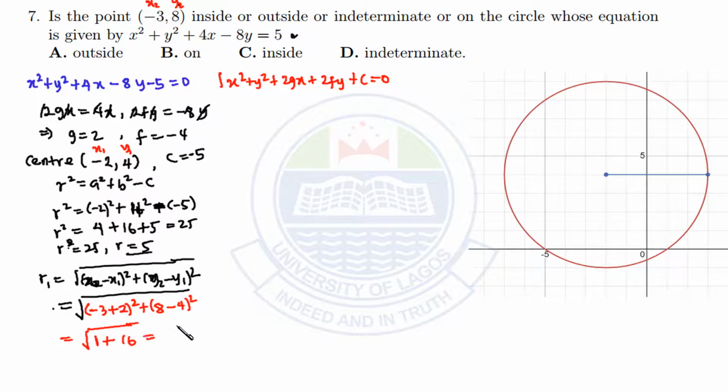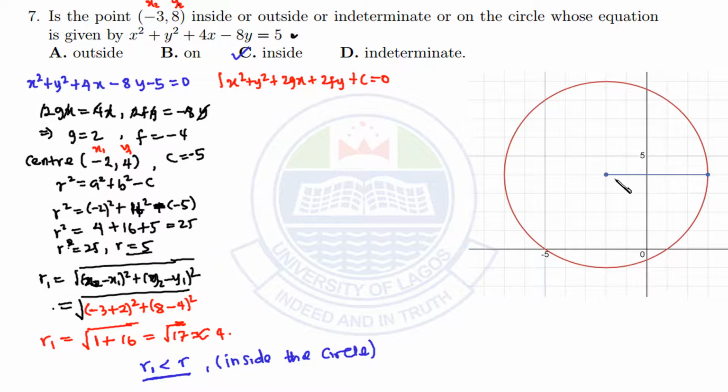16, which will give me square root of 17, and square root of 17 is approximately 4 point something. So now you see that the distance between the center, which is our R1, is less than the radius. So what does that imply? That means that this point will lie inside the circle. So it will lie inside the circle, and we can demonstrate that here.